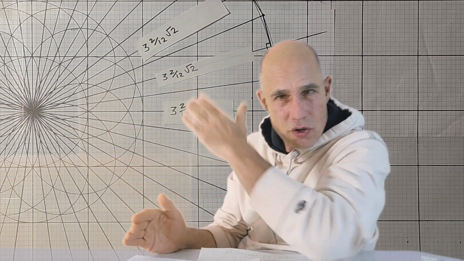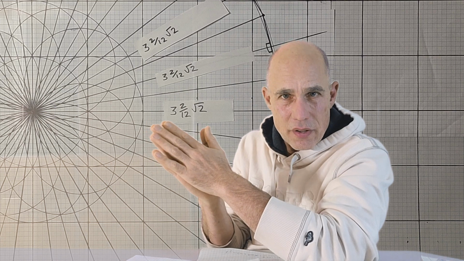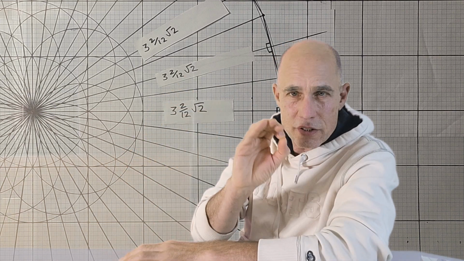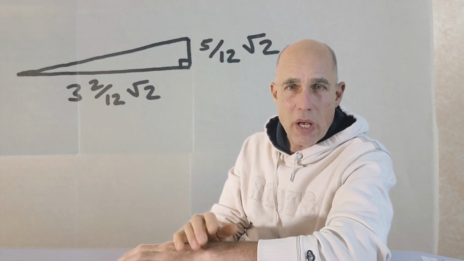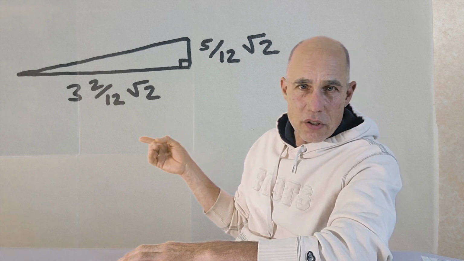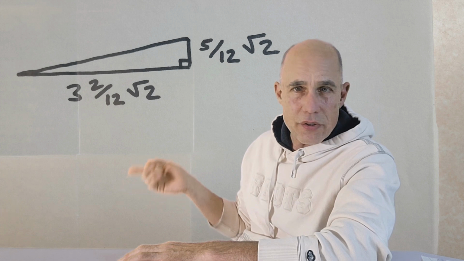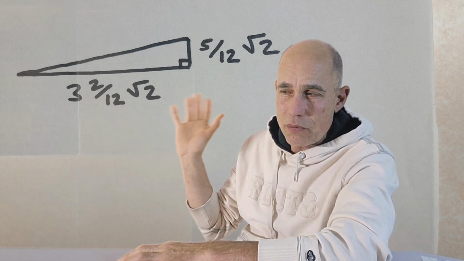So if we cut that triangle right down the middle, we get two triangles that have their angle theta, and it is half of 15, which is 7.5 degrees. So let's look at that triangle right here. One side of the right angle is the length of 3 and 2 twelfths. The short side is the length of 5 twelfths. We don't really need to know the hypotenuse.